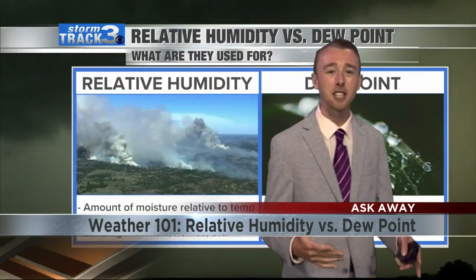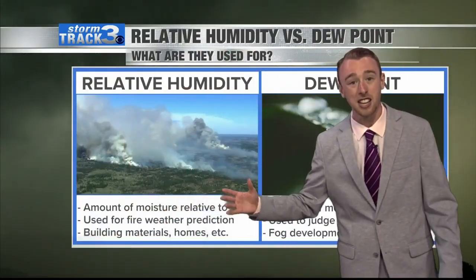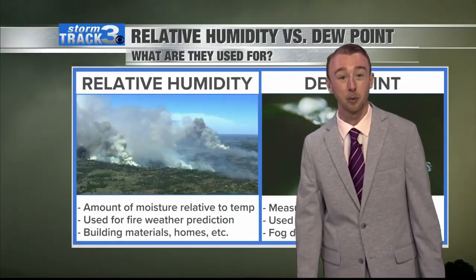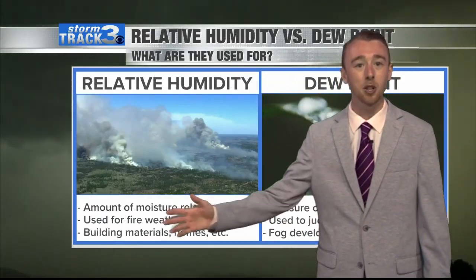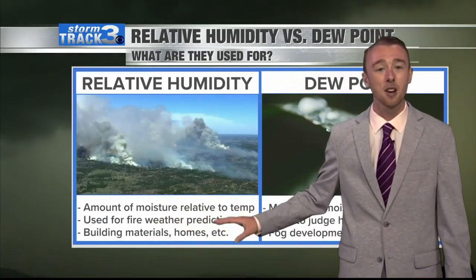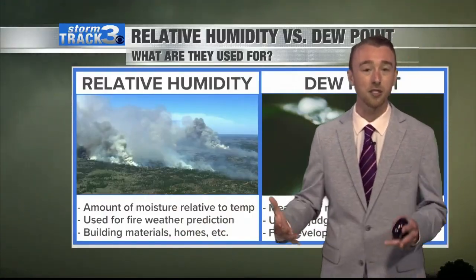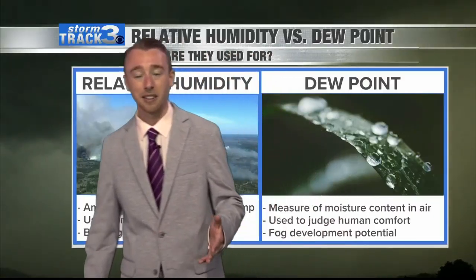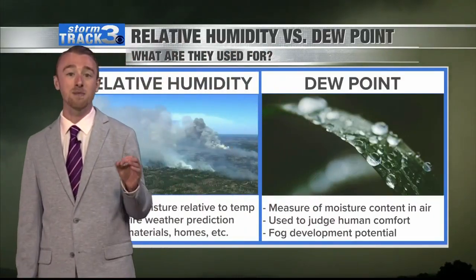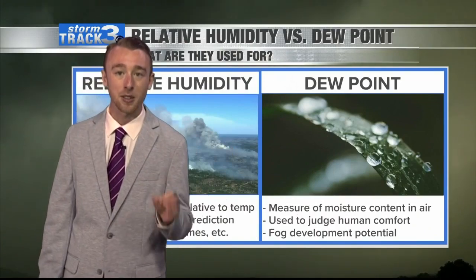15–20% relative humidity is perfect for fire production, and that is something we look at closely when we try to predict fire weather. Building materials, homes, things like that, we rely on humidifiers and dehumidifiers to control that relative humidity within those buildings. Dew point is the measure of moisture in our atmosphere, the content of it.